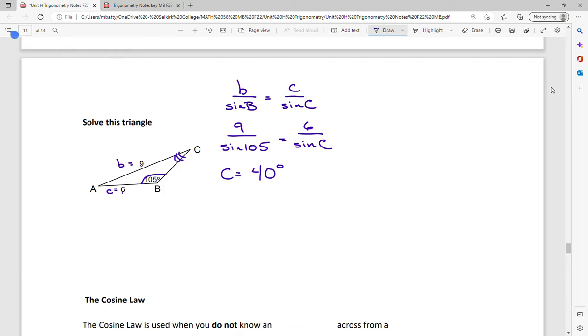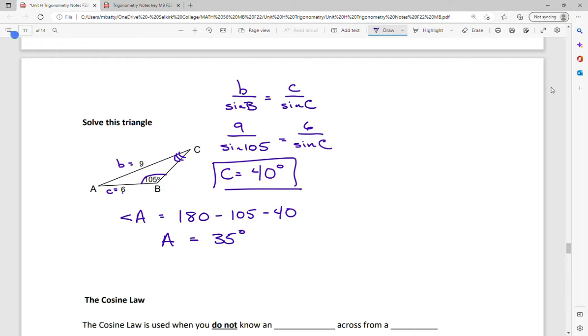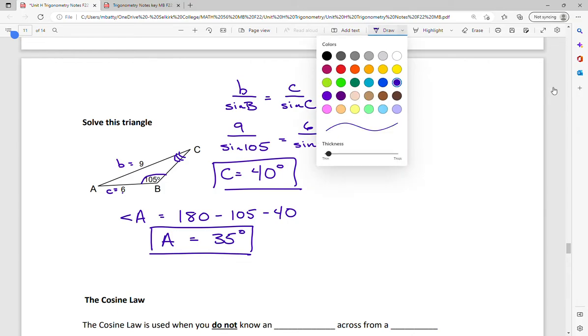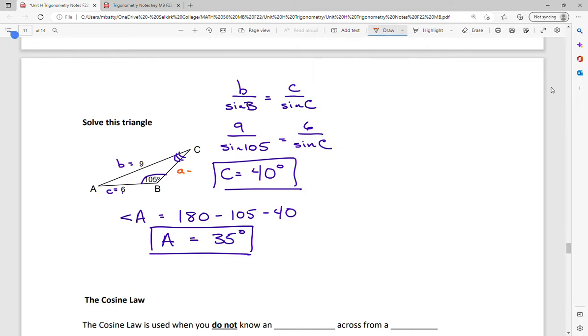The next thing you could do is take that lovely gem of a law that 180 minus 105 minus 40 would give you what angle A is. So A, in this case, is 35 degrees. We're getting closer, and this is a bit of a smaller diagram, so I'm not scribbling on it as I go. The last thing I would have to do is to solve for side A over here.